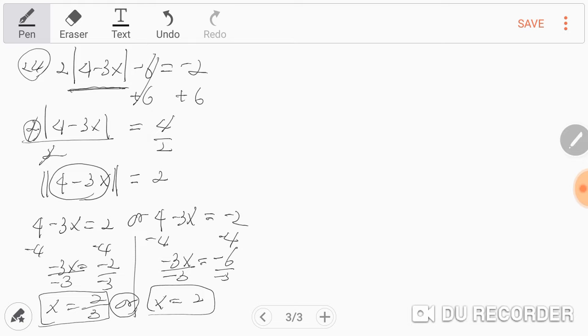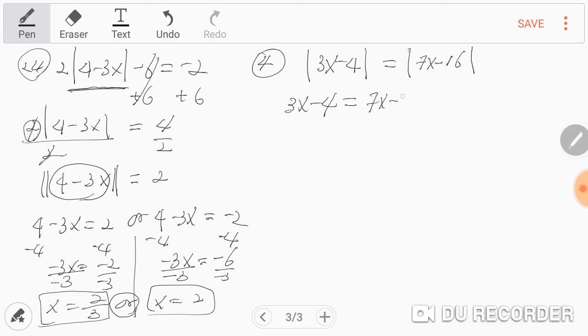Let's try another example. Okay, this is example 4. There are two absolute values, one on the left side of the equation, another one on the right side. Then how do we set up an equation in this case? Same thing. Get rid of all the absolute value symbols. So 3x minus 4 is equal to 7x minus 16.